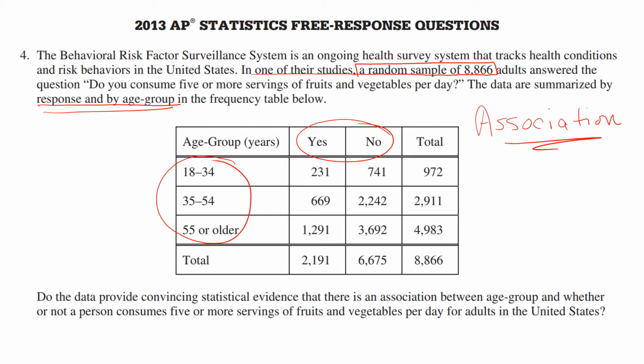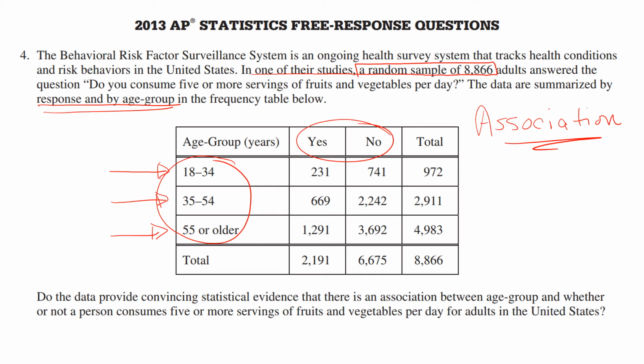If, instead of one sample, the researchers had taken a sample of adults 18 to 34, a separate sample ages 35 to 54, and a third sample ages 55 and older, we would have had 3 independent samples, and that would have been a test of homogeneity.